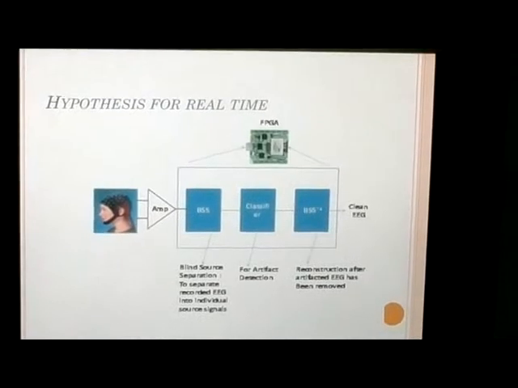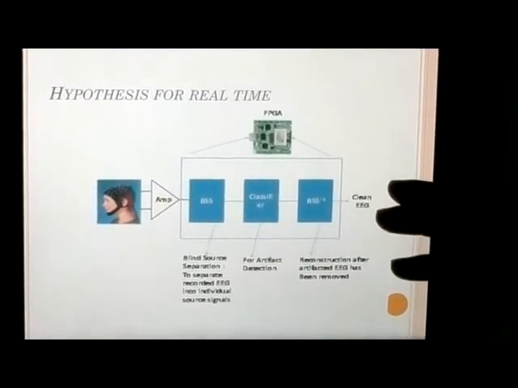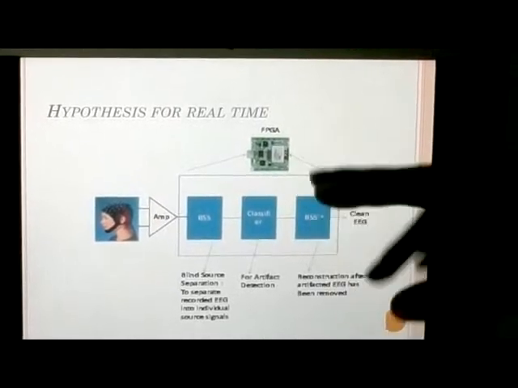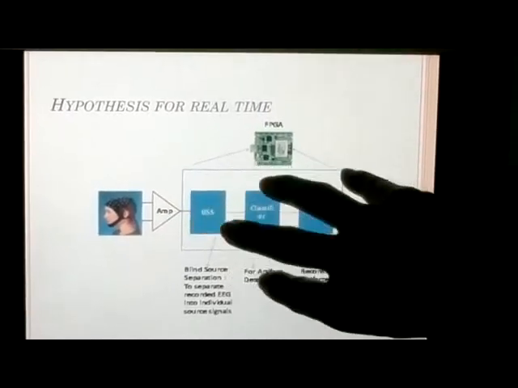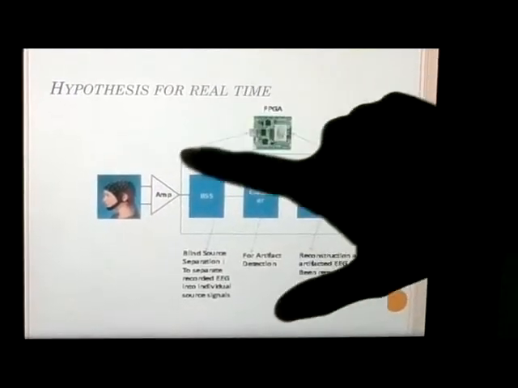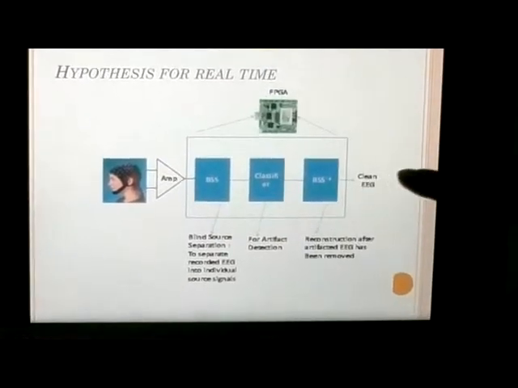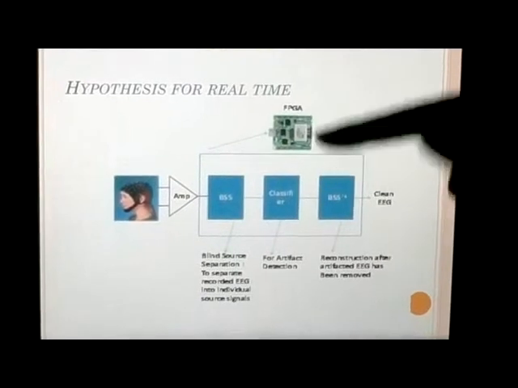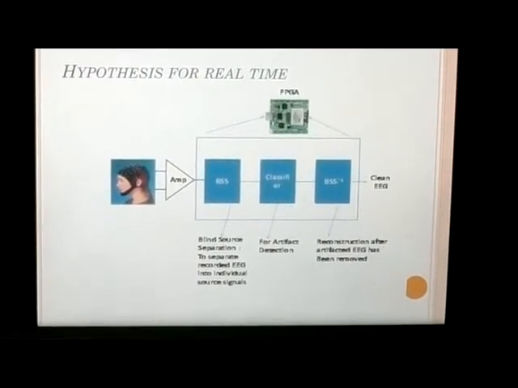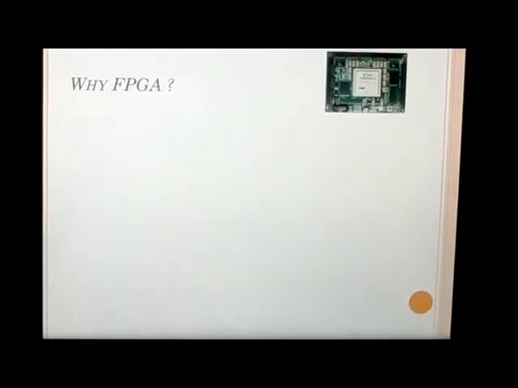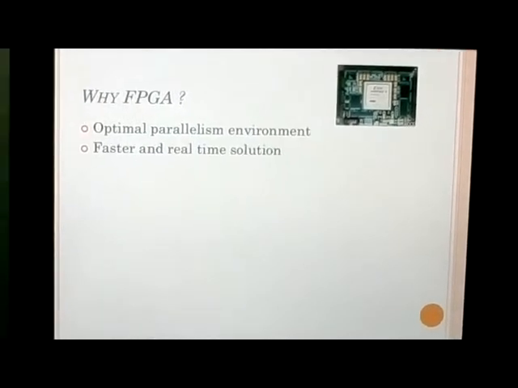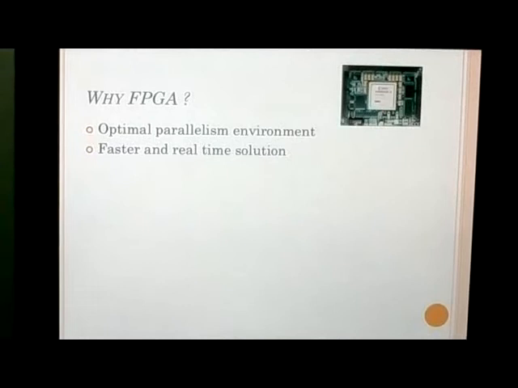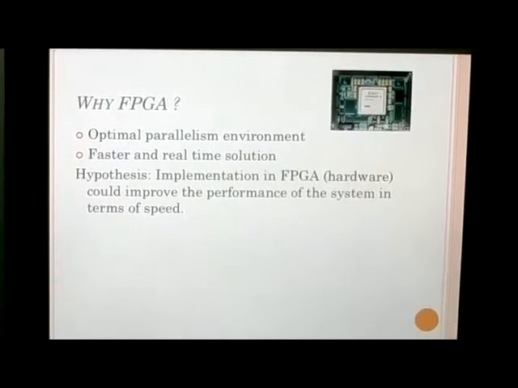In this slide, I am showing you how to implement it on FPGA, field programmable gate array. So you can take the signals which are coming out from this block. From this block we will get the clean EEG signal and we can implement it on FPGA. This part we'll see in the later portion of my presentation. Now, why did we choose FPGA? Because it provides an optimal parallelism environment, a faster and real-time solution.